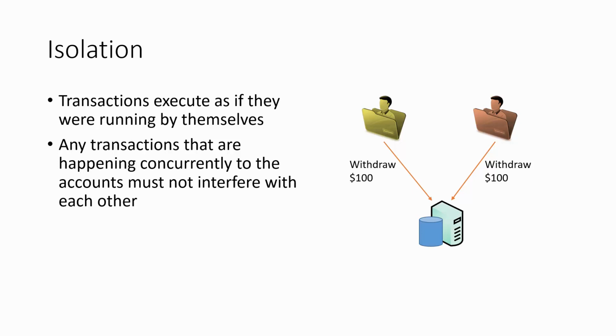Otherwise, it might be possible for both the users to withdraw $100 simultaneously, but the balance was only deducted once. So any transactions that are happening concurrently to the accounts must not interfere with each other in this example. This requires concurrency control protocols, and that's kind of beyond the scope of this video, but there are different types of concurrency control protocols and they have an associated performance.